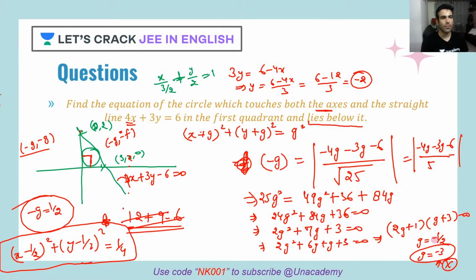See, when you drop, what do you see? 2 plus 3 by 2 minus 6 upon 5. So this turns out to be what? Your 7 by 2, and this is 12. So you have what? Minus 5 by 2 upon 5. 5 will cancel out. So you have what? Mod of half. Mod of half is what? Half. Got it. So I hope the condition this lies below it, this is clear to you guys.